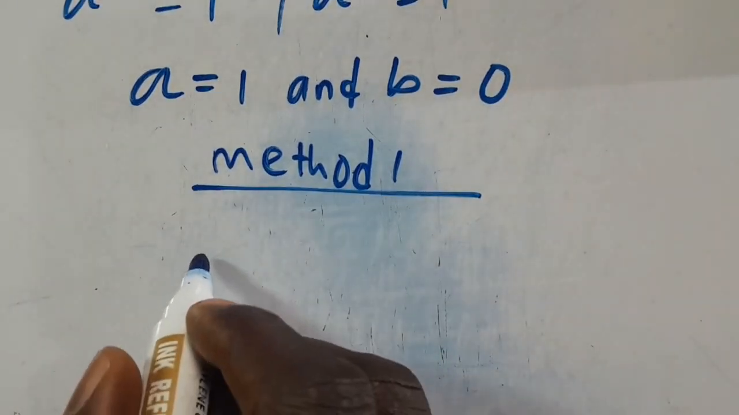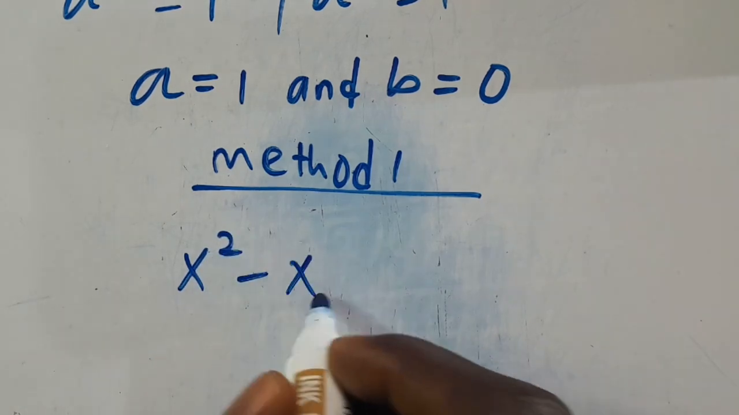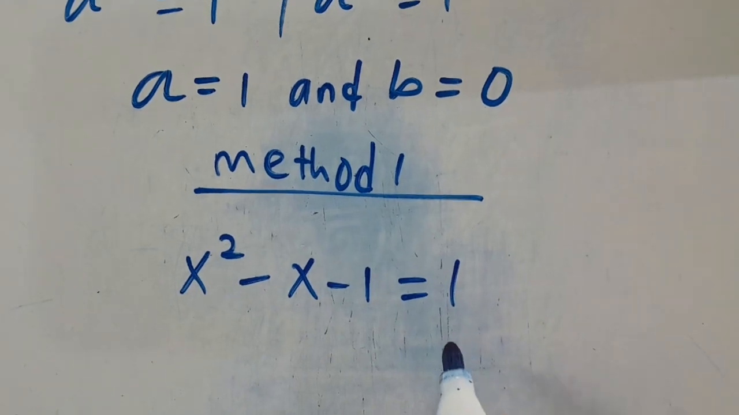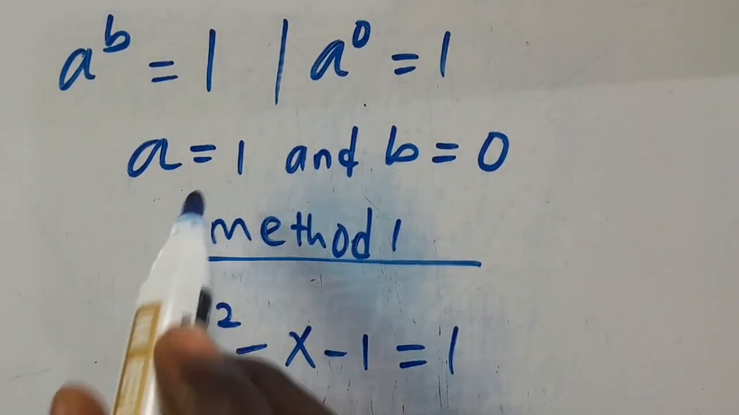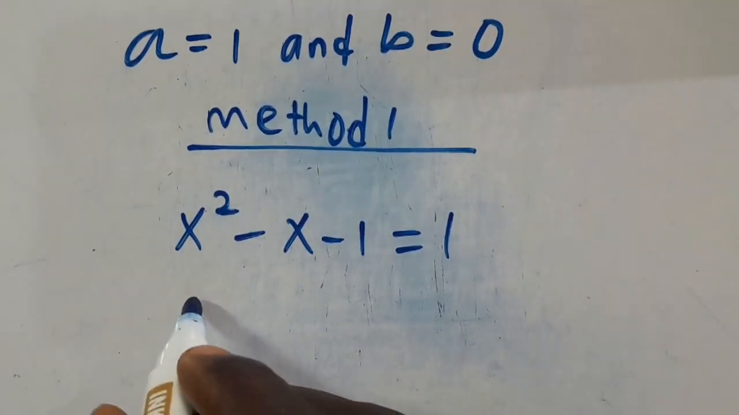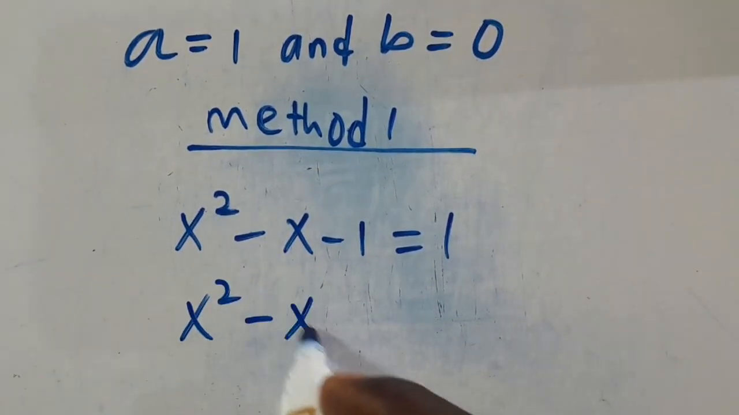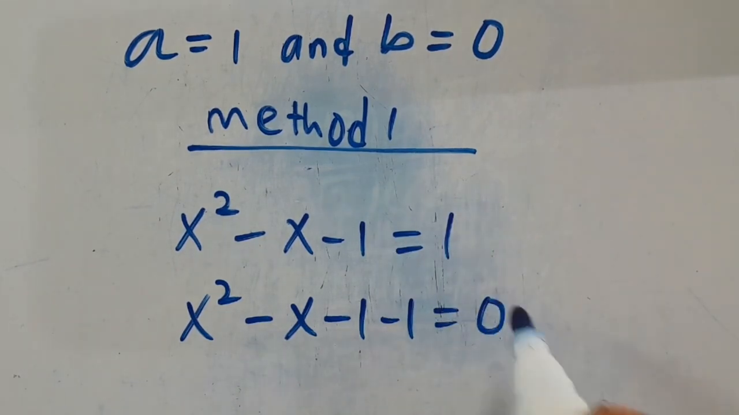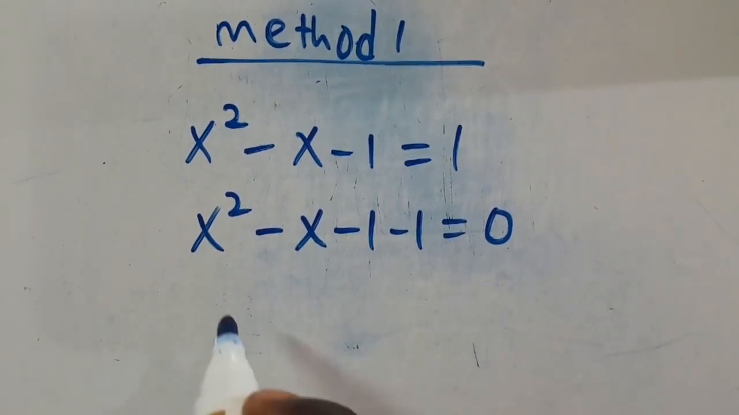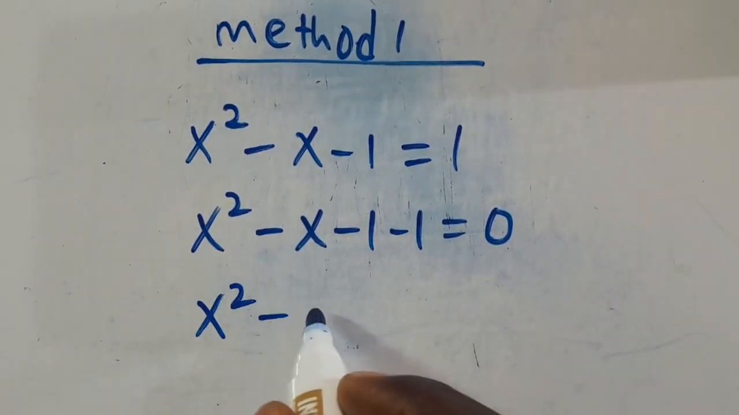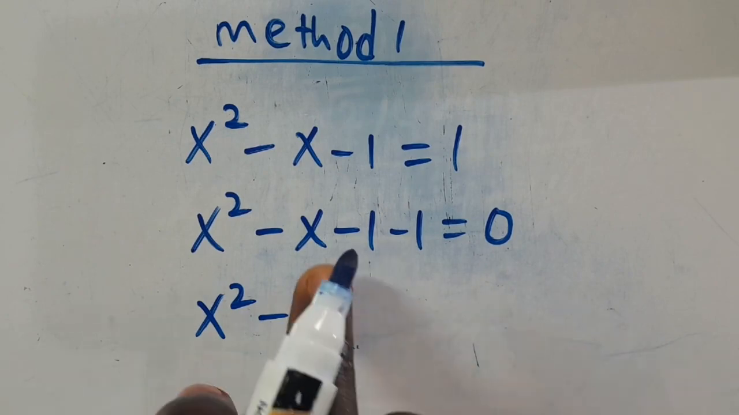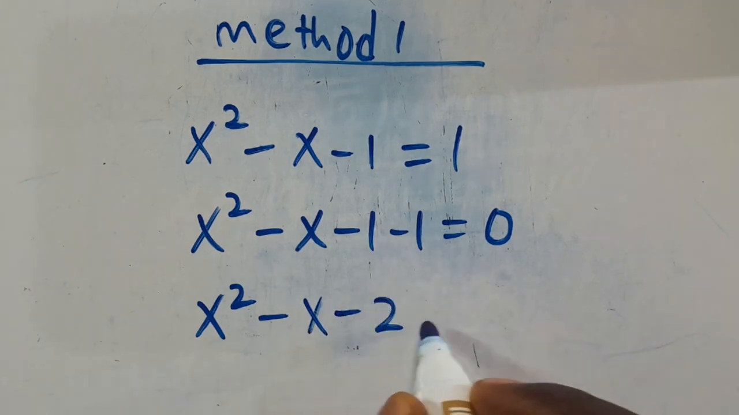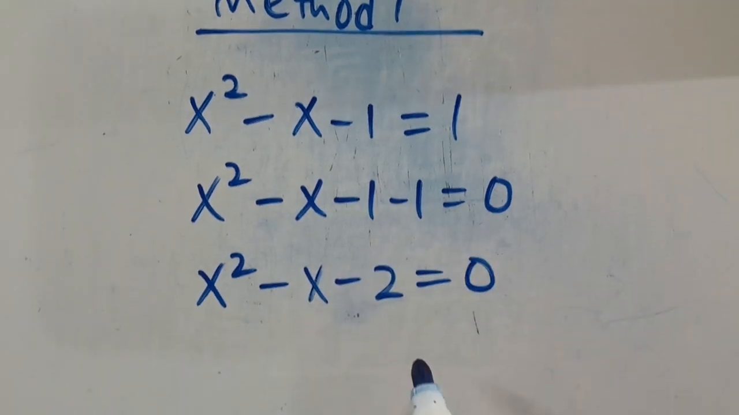So we are going to have x² − x − 1 equals 1 when we apply this expression. Taking this 1 to the left, we have it to be −1. Then let's set everything equal to 0. So from here, we have x² − x − 1 − 1, we have it to be −2. Then we have everything equal to 0.